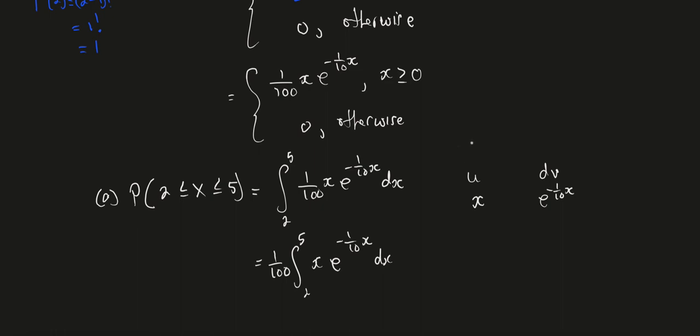Using the table method, you differentiate your u repeatedly, and if you have a polynomial, you can continue to differentiate it until you get 0. And then you integrate your dv repeatedly. If I integrate this repeatedly, I'm going to end up getting negative 10 e to the negative 1/10 x, and then a positive 100 e to the negative 1/10 x. And now how do I use my table to get my antiderivative? Well, we form these products.